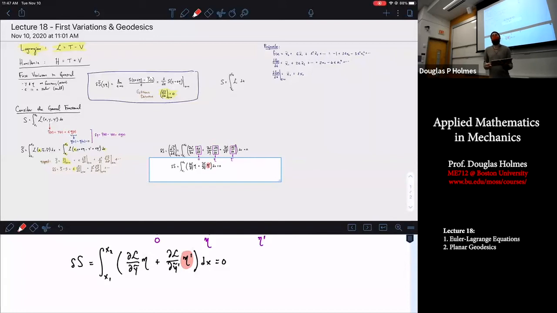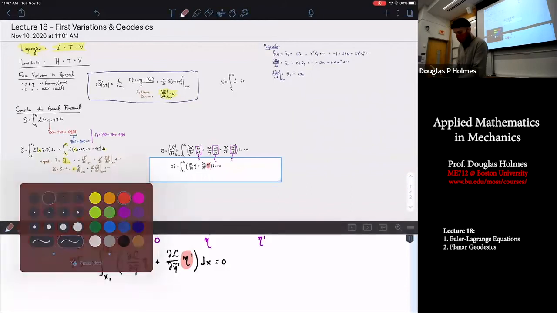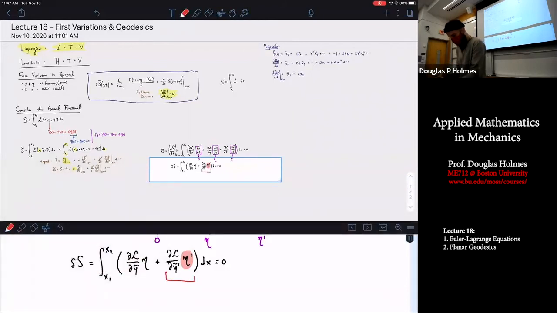Sorry, I meant to say we don't know anything about eta prime. I think I said we don't know anything about y prime. We don't know anything about eta prime, so we need to get rid of eta prime. The way we get rid of eta prime is by integrating by parts. So I'm going to pause for a second and ask you to integrate this quantity by parts. Take a second and try to work that out.